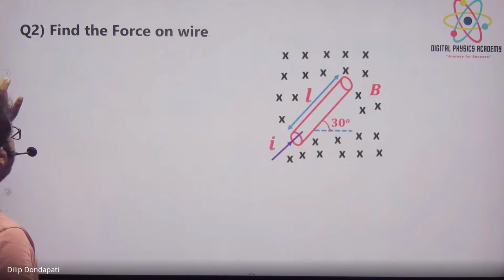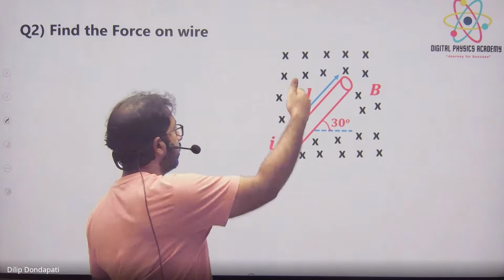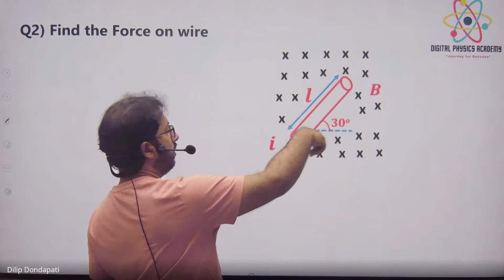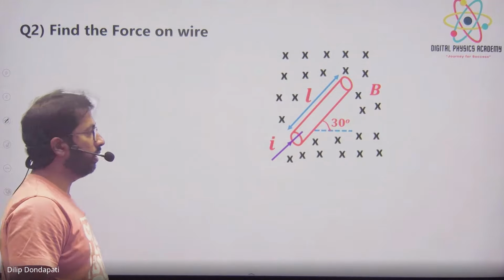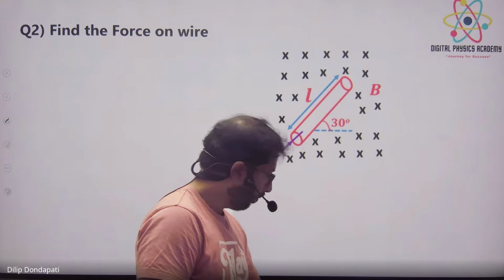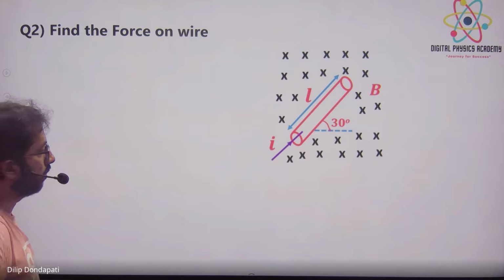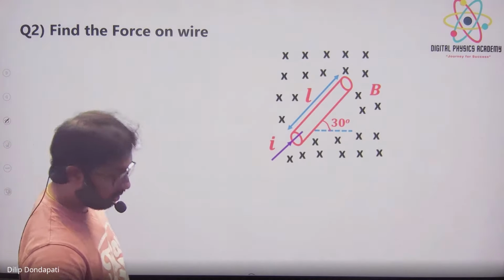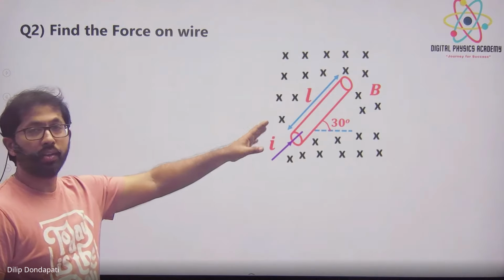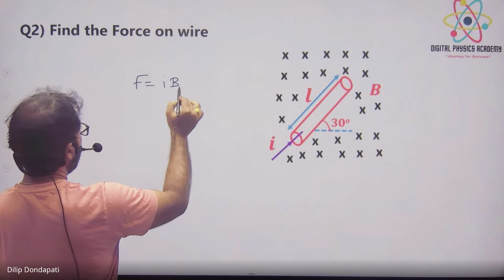Okay, next. Find the force on a wire. The magnetic field is like this, the length is like this, and the current I is flowing. Definitely there is a force. How much is the force? IBL by 2 is wrong. Why? Because whatever the angle, you should not take that. So what is the formula I told you? F is equal to IBL sin theta.